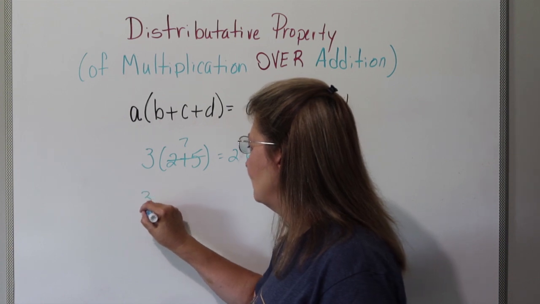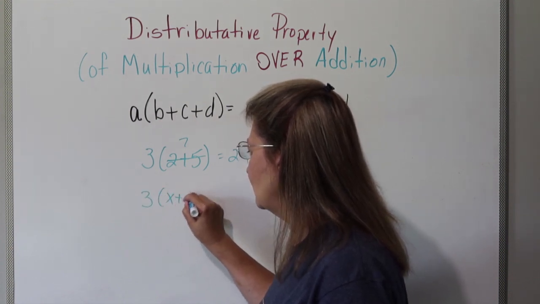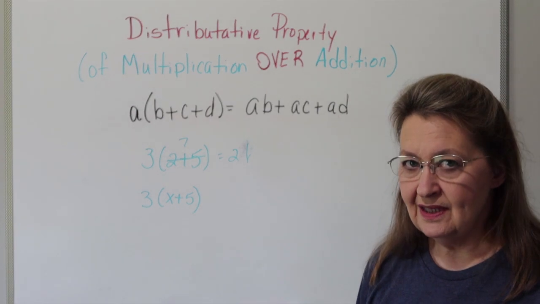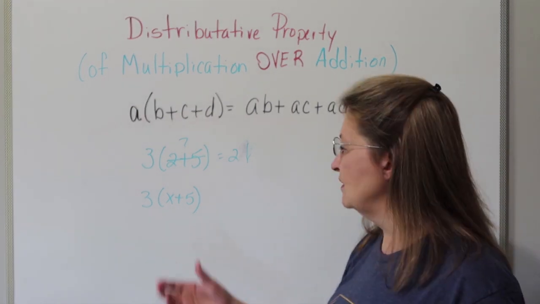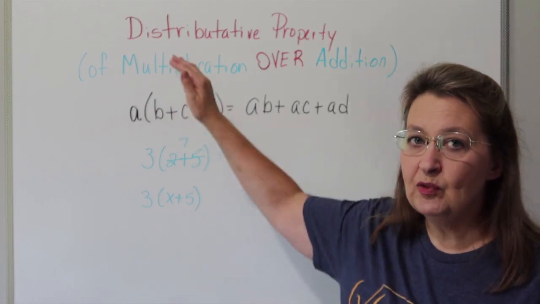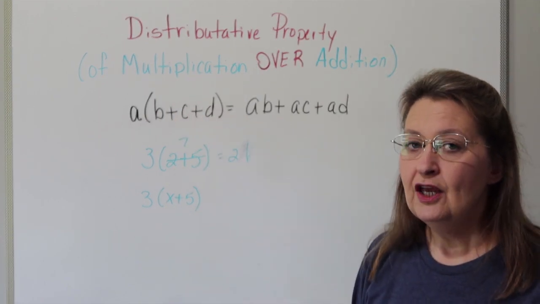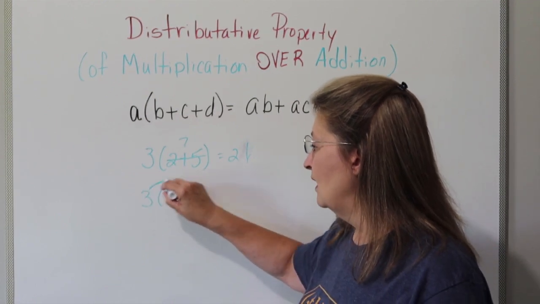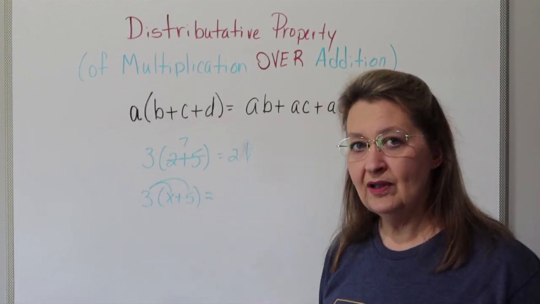But what if I have 3 times x plus 5? Well, my first step is to get rid of parentheses. I cannot get rid of parentheses by performing the operation in here, but that's when your distributive property comes in. You can get rid of the parentheses by distributing this number inside the parentheses.